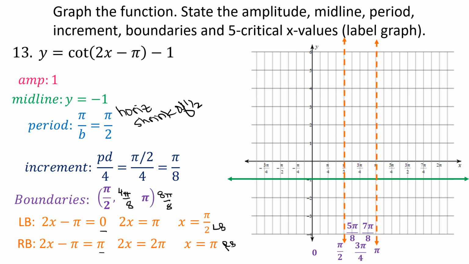Our middle point on the midline is 6 pi over 8, which is 3 pi over 4, and we're going to go down to the negative 1. Then this is cotangent. So cotangent, the right side goes down, the left side goes up. So I'll go over to 7 pi over 8, go down 1, and then over to 5 pi over 8 and go up 1. So again, left side up for cotangent, right side down for cotangent.